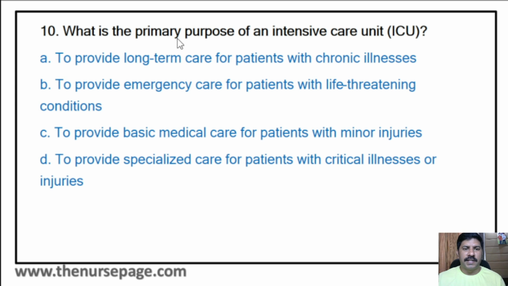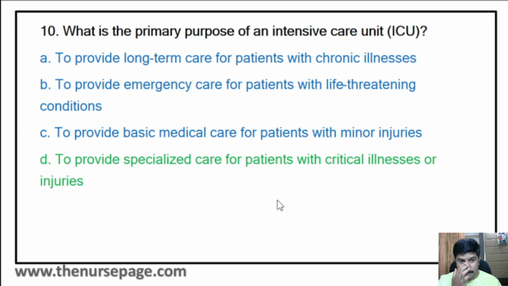Tenth question, what is the primary purpose of an intensive care unit? To provide long-term care for patients with chronic illness, to provide emergency care for patients with a life-threatening condition, to provide basic medical care for patients with minor injuries, to provide specialized care for patients with critical illness or injuries. Here the correct answer is to provide specialized care for patients with critical illness or injuries.